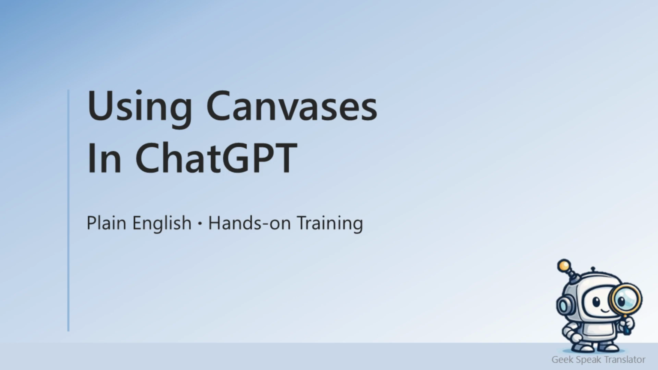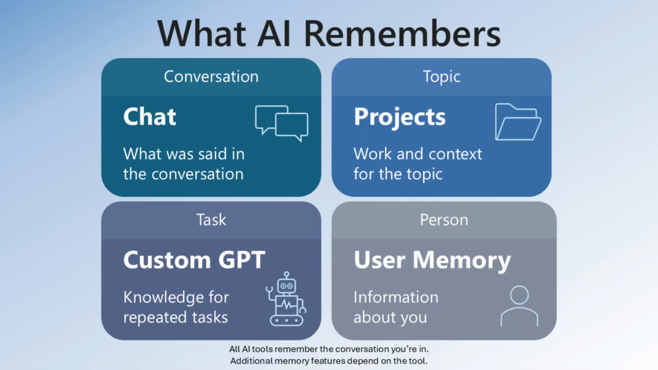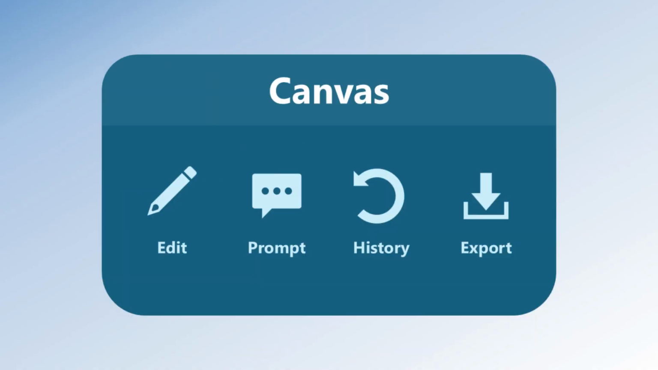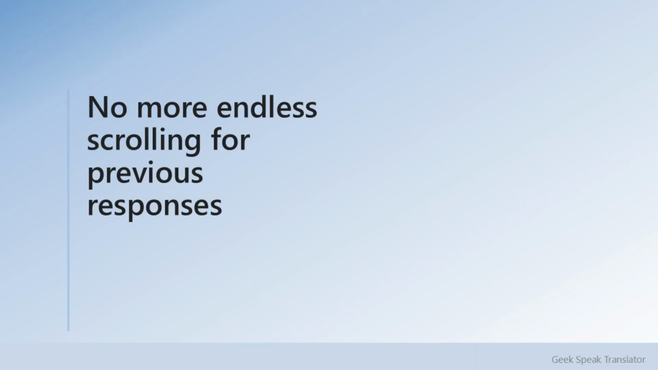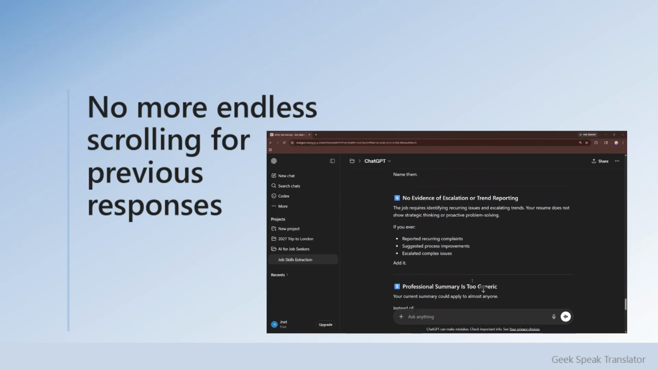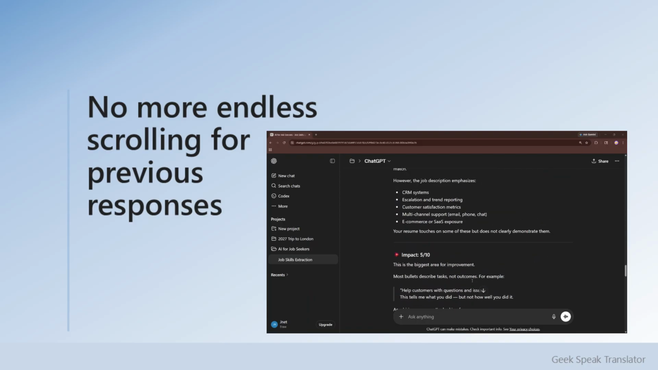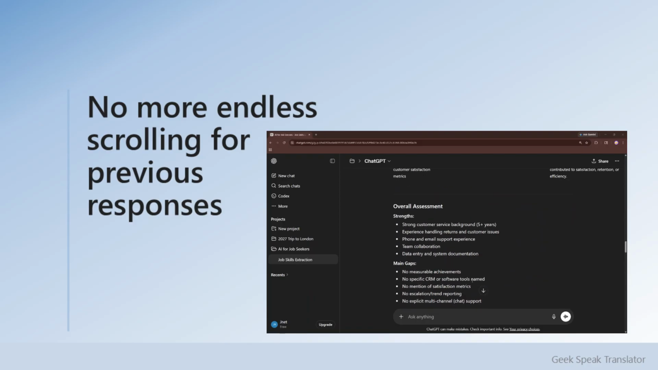In my AI memory series, I've talked about chat memory, projects, custom GPTs, and user memory. But there's another concept that matters if you want AI to become a true thinking partner: canvases. A canvas is not technically memory in the same way saved memory works. It's more like a shared thinking surface. Instead of burying everything in a chat stream, the work becomes visible, organized, editable, and persistent.